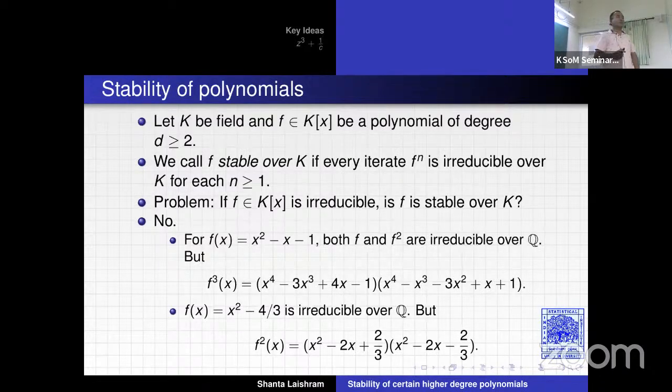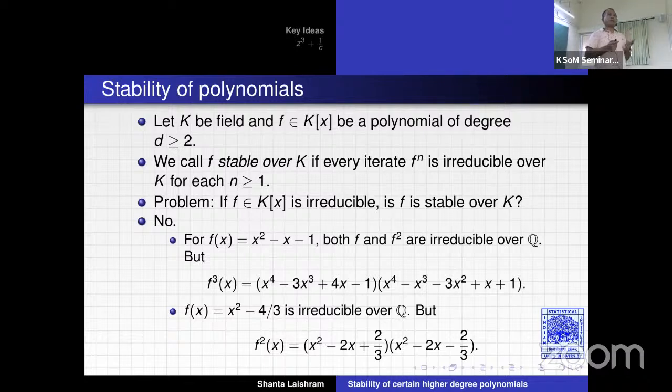So I'm going to talk about the stability of polynomials. Let me formally define what this is. You start with a field K, and you take a polynomial f of degree d, which is at least 2. Then we call f stable if every iterate is irreducible over K. So f is irreducible, f2 is irreducible, f3 is irreducible, and so on. Of course, the first thing you want to ask is whether, if you start with an irreducible polynomial, it remains stable. The answer is no, as you can see from this example.